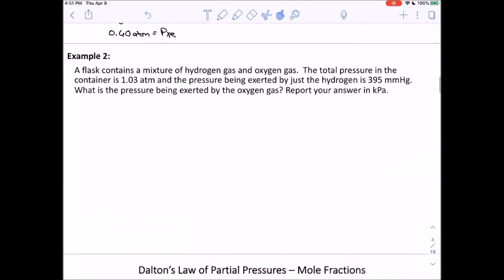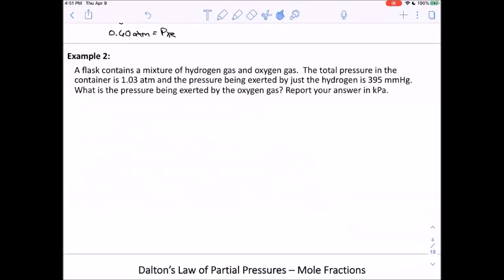We'll do one more of these. So this one, we have a flask that has hydrogen and oxygen gas in it. Total pressure in the container is 1.03 atmospheres, and the pressure exerted by just the hydrogen is 395 millimeters of mercury. And it asks us what the pressure of the oxygen gas is.